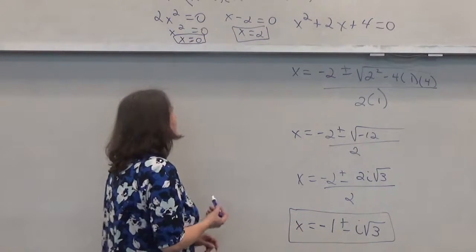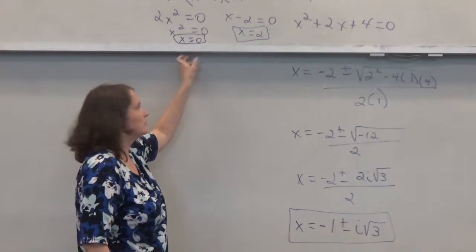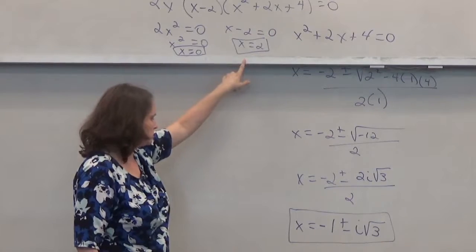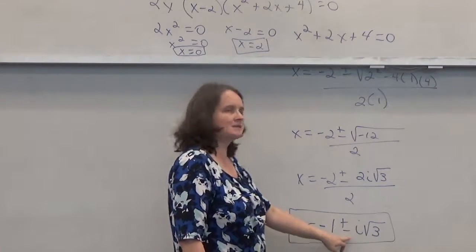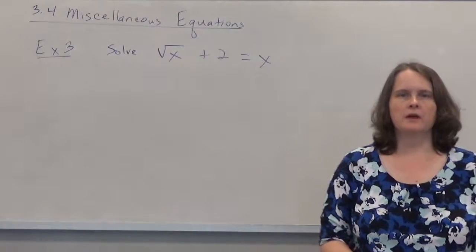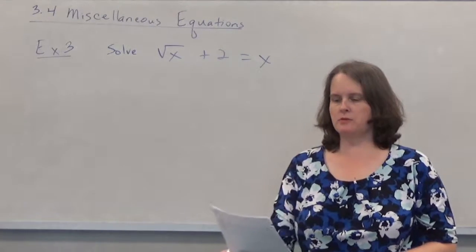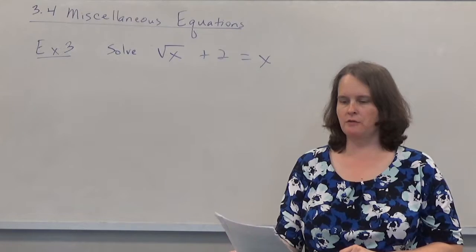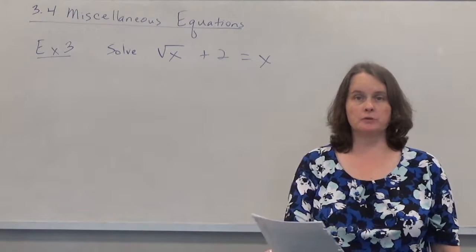How many answers did I get here? I got x equals 0, x equals 2, and then I got negative 1 plus i square root 3 and negative 1 minus i square root 3. In your notes, you should have the 4 steps that we're going to follow for solving equations involving square roots.